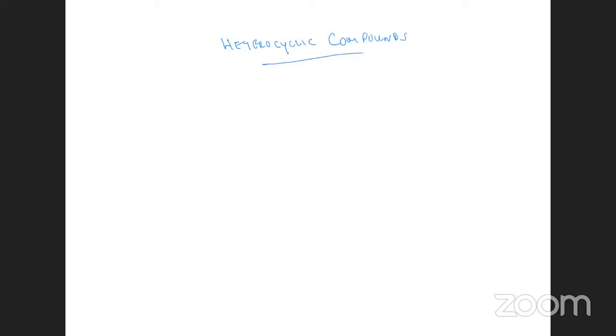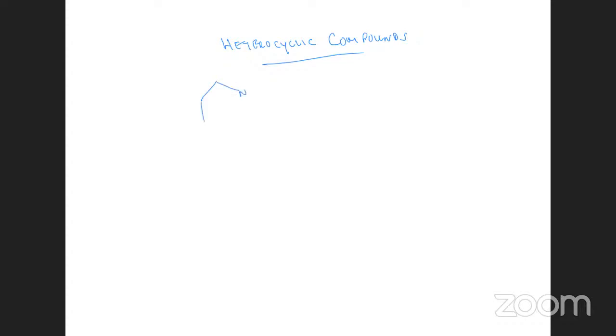I said heterocyclic compounds. It's a cycle made out of carbons, but one or more carbons are replaced by some other atom other than carbon. That's why it's called the heteroatom. Okay, so these are the examples.